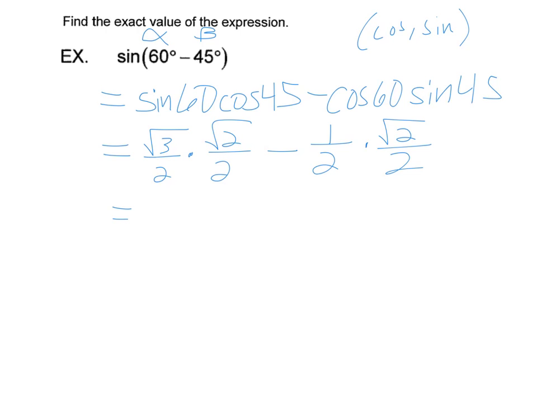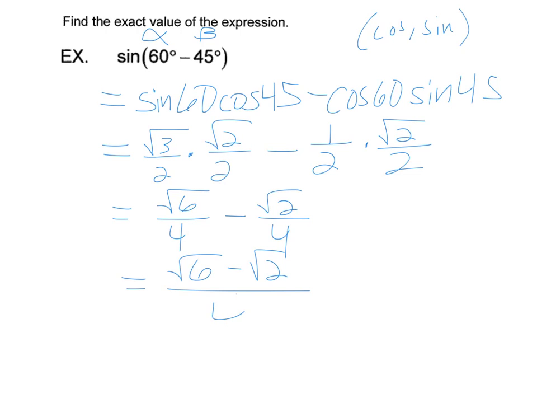Then we have fractions being multiplied, so you'll multiply tops and multiply bottoms. That would be square root of 6 over 4 minus square root of 2 over 4. You already have a common denominator, so you can put those fractions together. Square root of 6 minus square root of 2 all over 4.